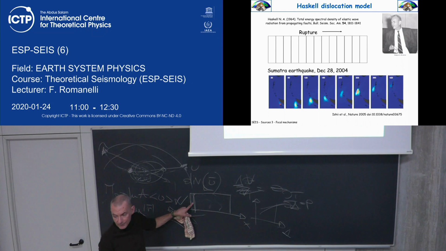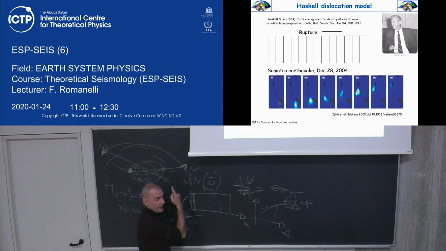It's starting here. So the first element is breaking. It has a given strike, dip, and rake, whatever. The rake is not specified. Could be thrust, could be normal, could be strike-slip, whatever. This is going to break, then the next one is going to break, the next one, until the end.